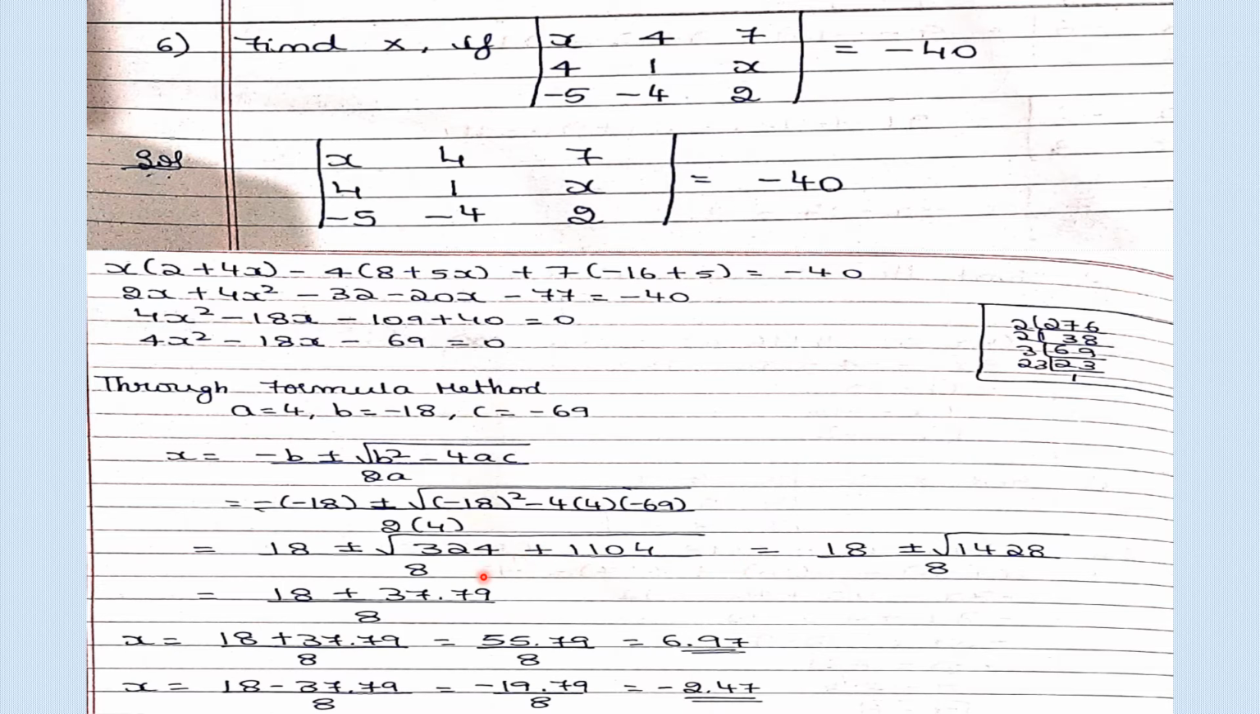So here it will be plus or minus, be careful. Plus or minus means either you can get an answer in plus or you can get a value as minus. 18 plus 37.79 divided by 8, and once again 18 minus 37.79 by 8. So finally if you add and divide, you will get the answer as 6.97 and minus 2.47. As you have two x values here, it can be either 6.97 or minus 2.47.